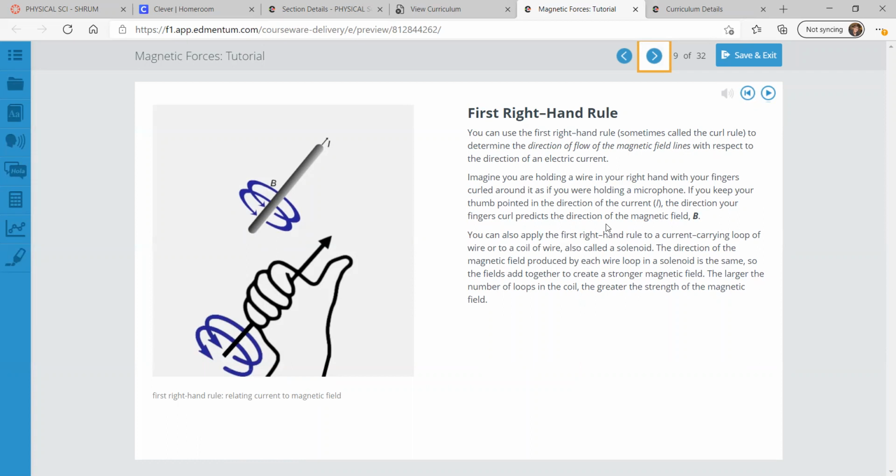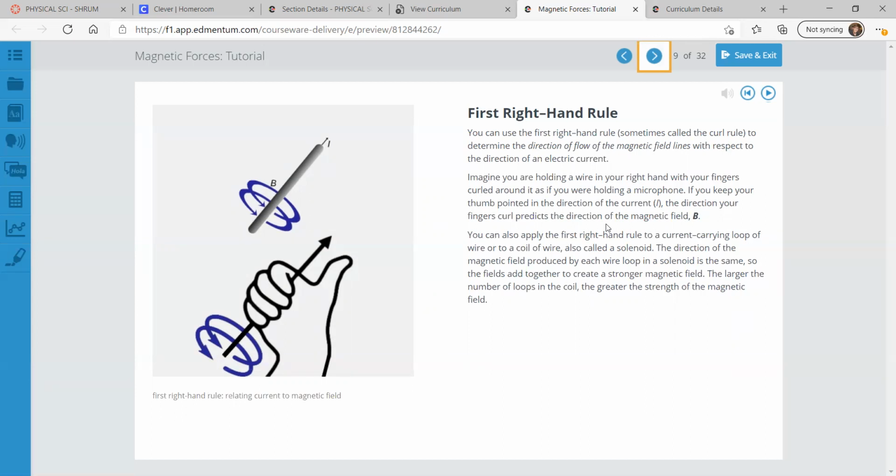All right, so the first right-hand rule, sometimes called the curl rule, because your fingers are curling around the wire. This will determine the direction of flow of the magnetic field lines with respect to the direction of an electric current. Imagine you are holding a wire in your right hand with your fingers curled around it, as if you were holding a microphone. If you keep your thumb pointed in the direction of the current, which is the I, the direction of your fingers' curl predicts the direction of the magnetic field, B. So we have I for current and B for the magnetic field.